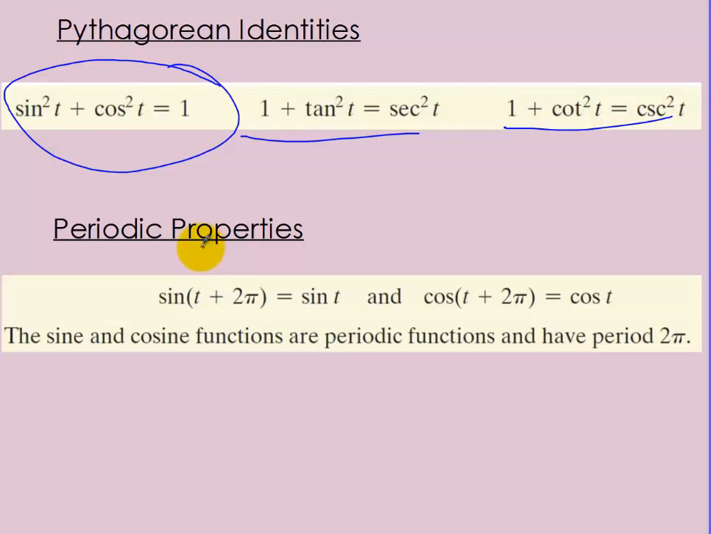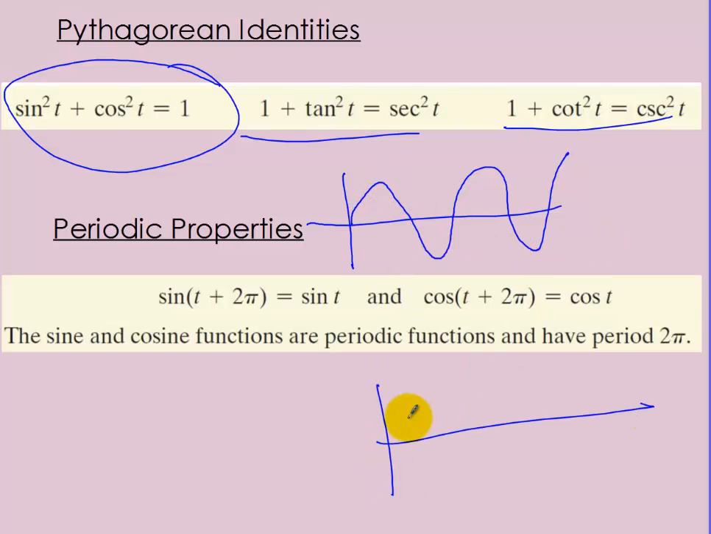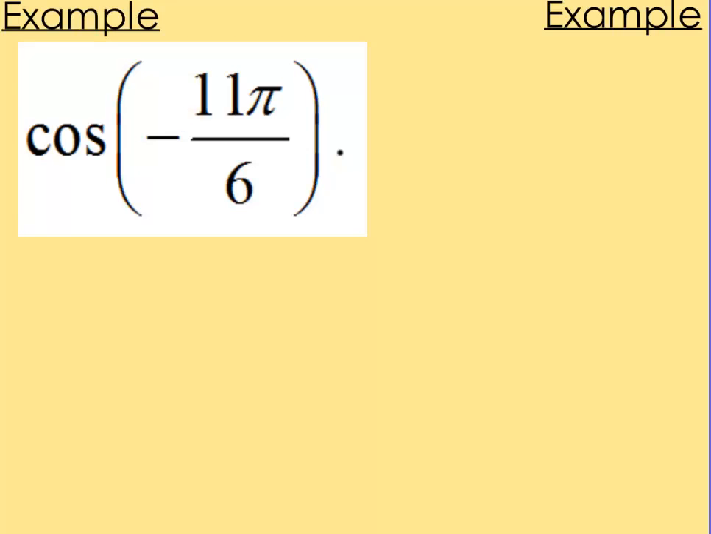Periodic properties: when we start graphing these, what this is saying is that when you graph a cosine or sine function, you might remember a little bit from Algebra 2, it repeats a period, and that's going to repeat every 2 pi for sine and cosine. This is the sine function. This is roughly the cosine function. And it's going to repeat every 2 pi. So that's what that's saying. Let's do some examples.